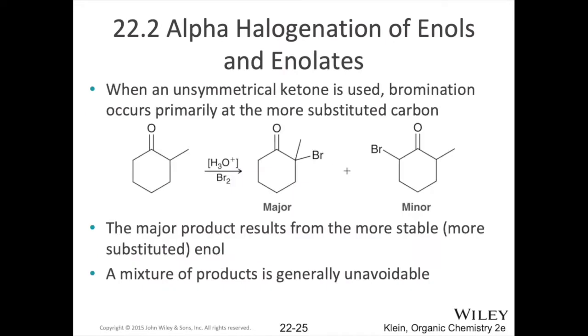All right, now if you have an asymmetrical ketone, where does the bromine go? It turns out that you actually have it show up at the more substituted position, which initially might seem a little counterintuitive. You might think, oh, from a steric standpoint, why would this bulky bromine go over there? Remember, you're going through an enol intermediate, right?